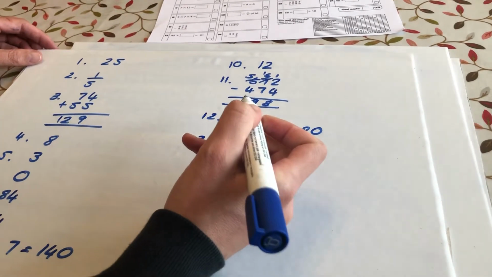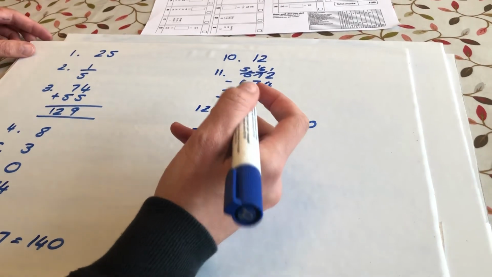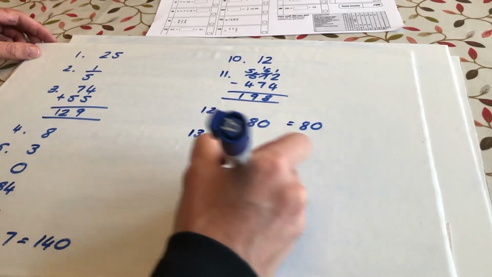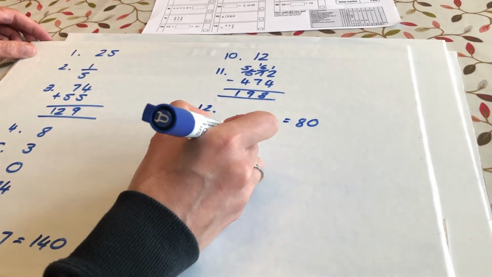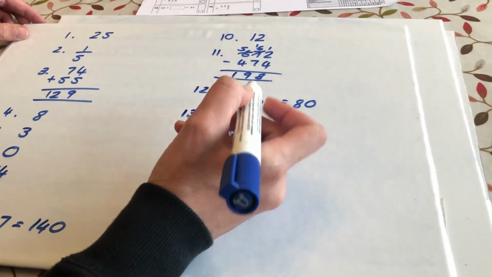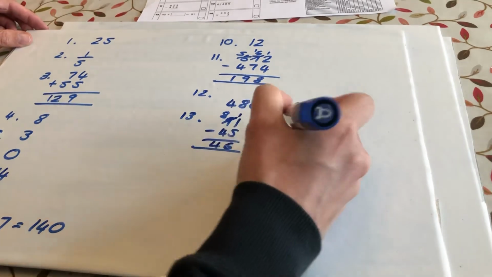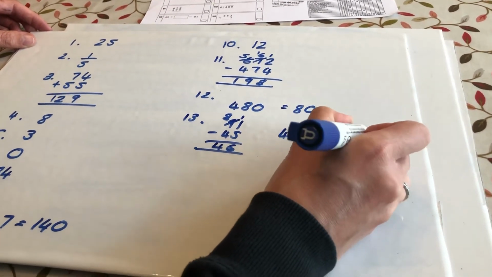Question 13, 45 add something equals 91. Missing box calculation, so use the inverse. 91 minus 45. 1 minus 5 I can't do, so I go to my next column. 9 tens becomes 8 tens, bring 10 over. 11 minus 5 is 6, 8 minus 4 is 4. So it would look like this: 45 plus 46 equals 91.